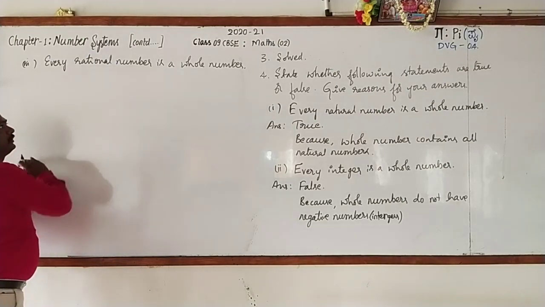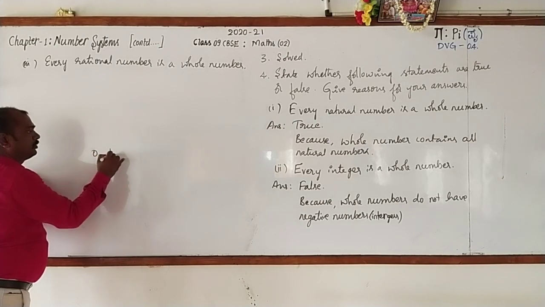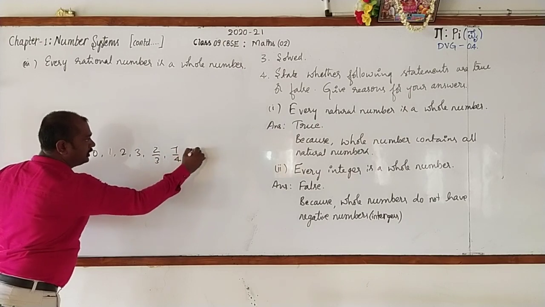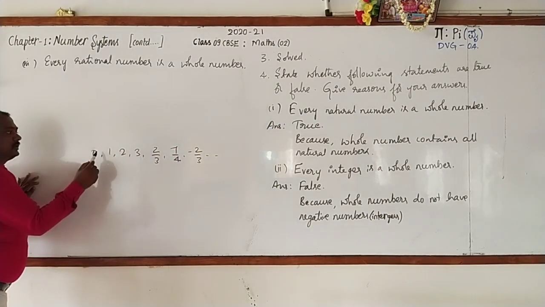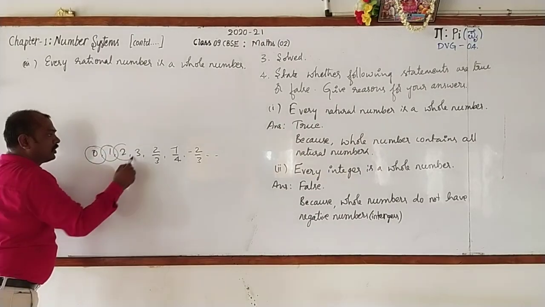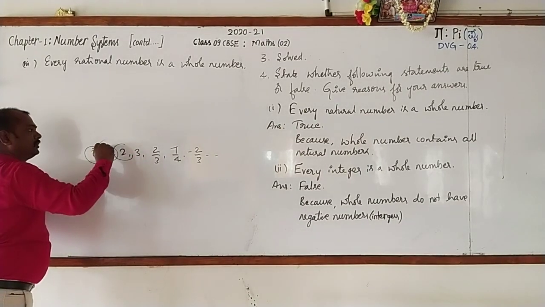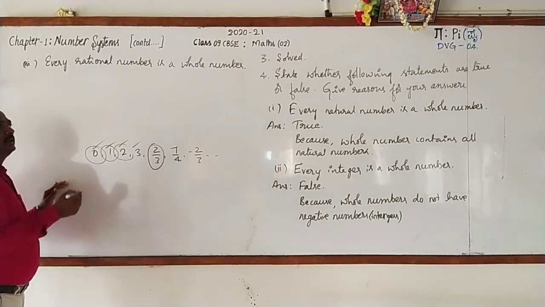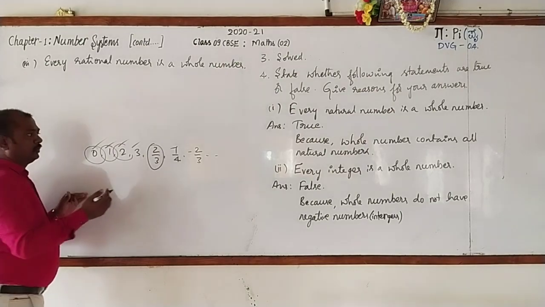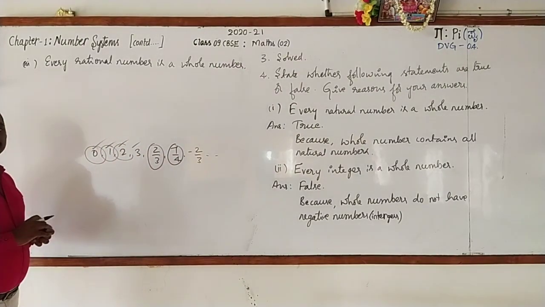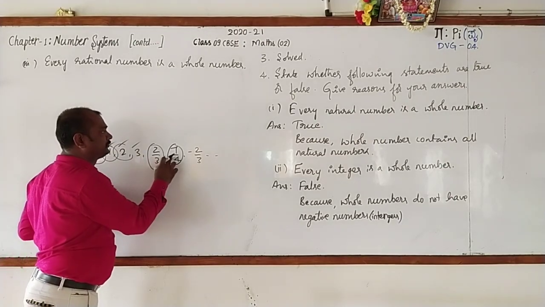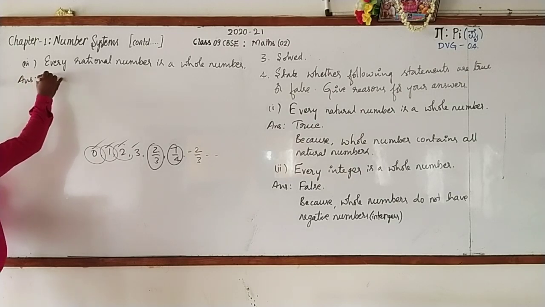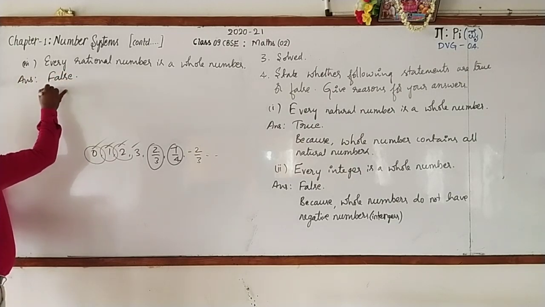I'll go for writing the rational numbers: 0, 1, 2, 3, 2 by 3, 7 by 4, minus 2 by 3 and so on. See that? These are all rational numbers. 0, 1, 2 and 3, they are all whole numbers. But what do you say about 2 by 3? Is it a whole number? No. Now we can say that it is false, right? It is false. What is the reason?